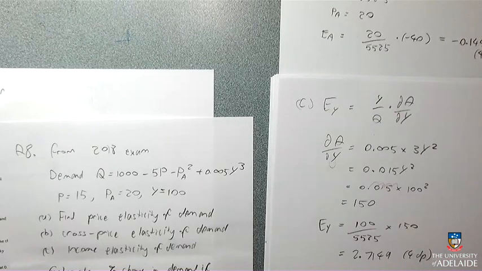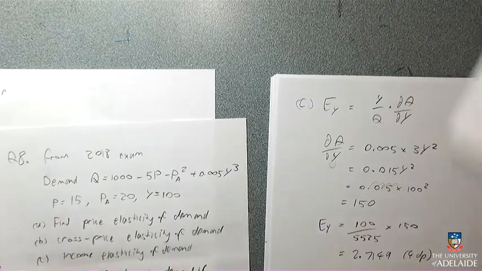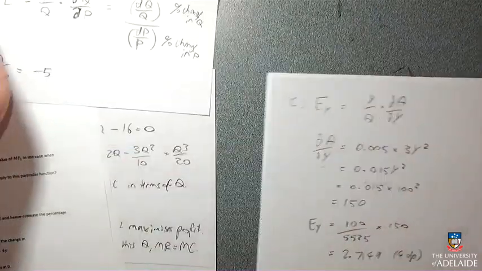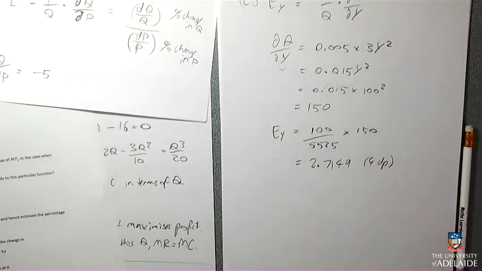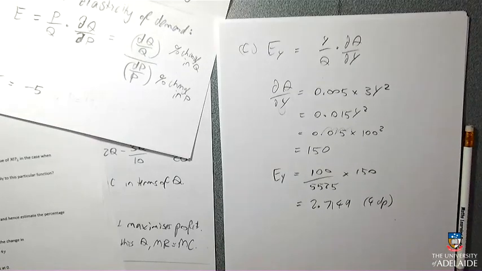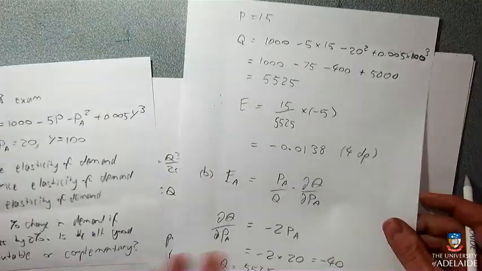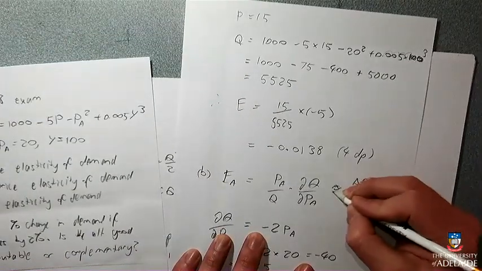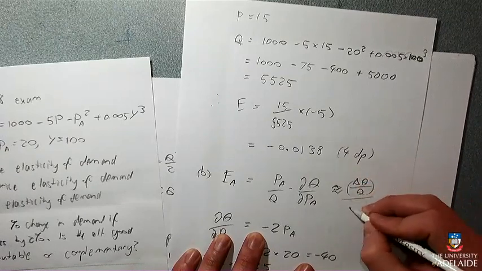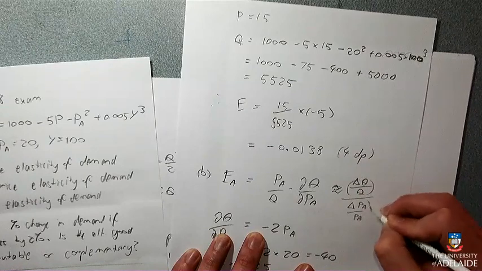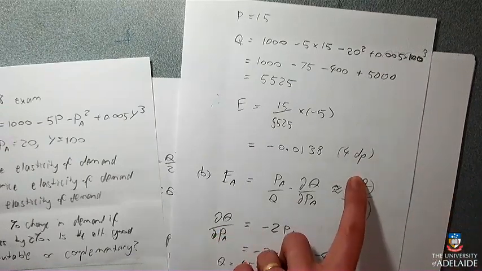All right, estimate the percentage change in demand, so demand being the Q, if PA rises by 2%. So, just a second, that's what elasticity is, right? It's a percentage change relative to a percentage change. So I can just use the elasticity directly to find that. So this is approximately the change in Q over Q divided by the change in PA over PA. That's approximately what it is. So this is a percentage change, and that's a percentage change.